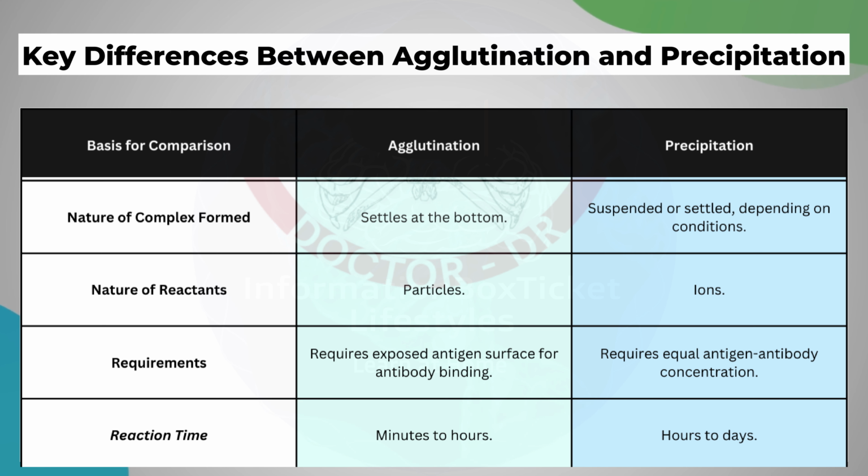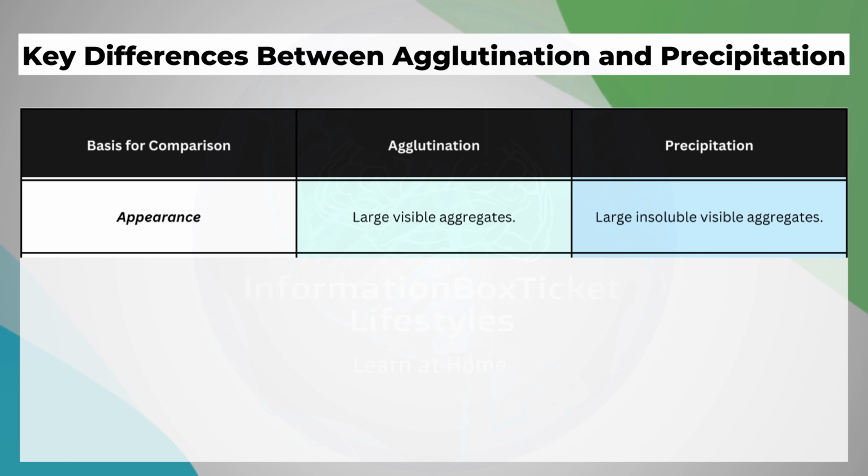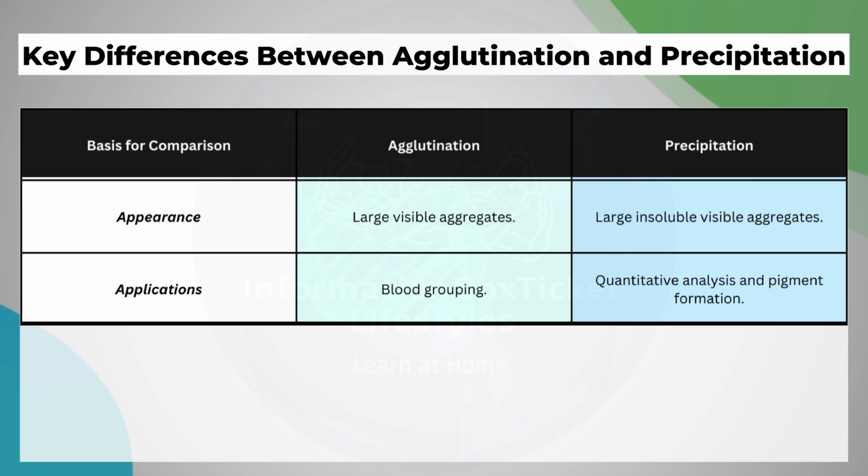Reaction time. Agglutination reactions complete in minutes to hours, while precipitation may take hours or even days. Appearance of end products. Agglutination produces large visible aggregates, whereas precipitation creates insoluble aggregates. Applications. Agglutination is commonly used in blood grouping, while precipitation is used for quantitative analysis and pigment formation. These differences highlight how agglutination and precipitation serve unique purposes in diagnostic and analytical settings.